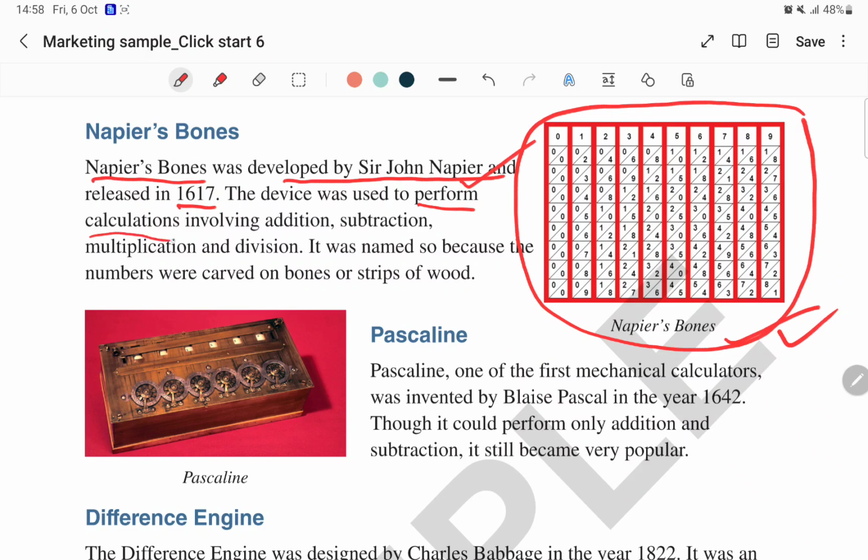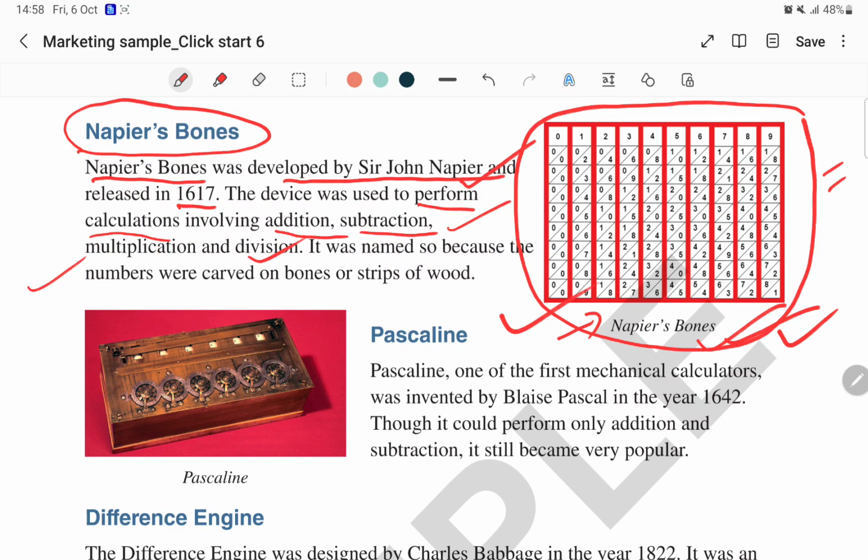This device was used to perform calculations, not only to count things. It also involved addition and subtraction. By using Napier's bone, we can do addition, subtraction, multiplication, and even division. Napier's bone was one step ahead of the Abacus. Why? Because it was not limited to just counting things, numbers or objects, although it was doing operations such as addition, subtraction, multiplication, and division. The device, Napier's bone, was named after the developer, the scientist Sir John Napier.